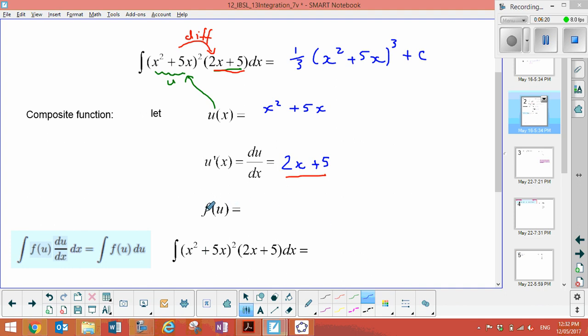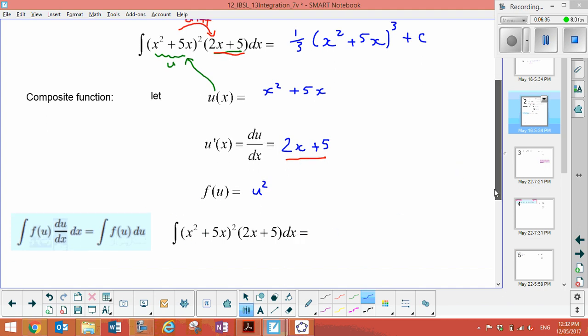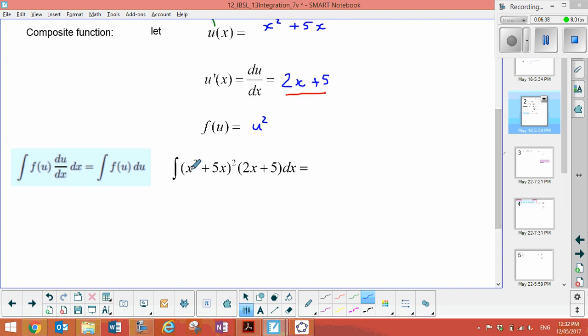So now if we write our function in terms of u, so this is u, what are we doing to u? We are squaring it. So f of u is u squared. What we can now do is basically swap everything over in our equation to write something in terms of u.